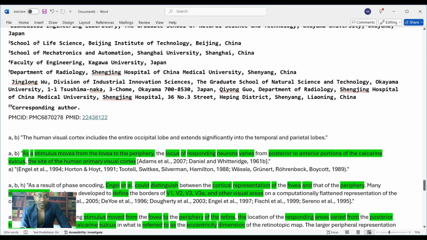And as you can see here, this study is from Life Sciences and the School of Mechatronics and Automation. We have the email addresses for the authors.